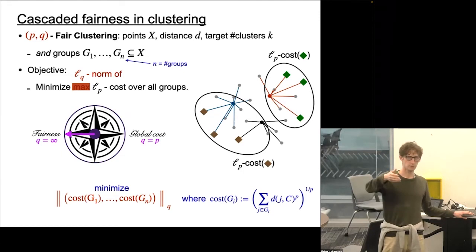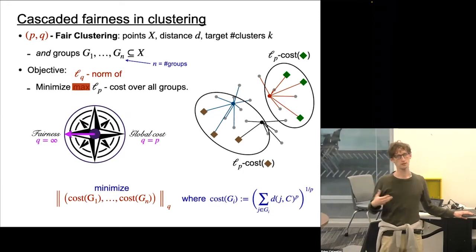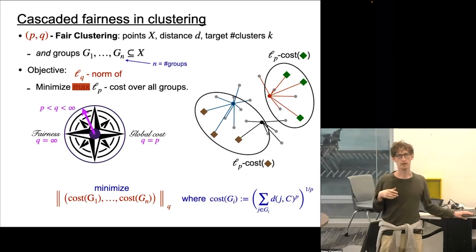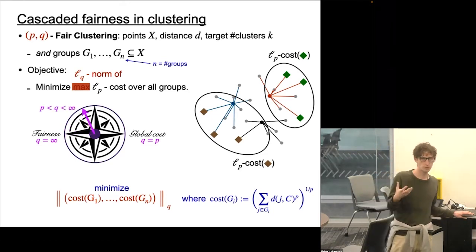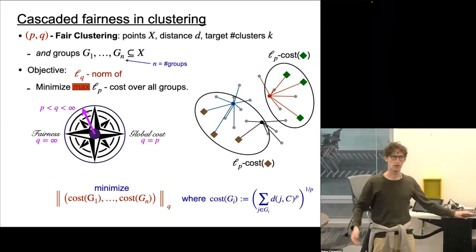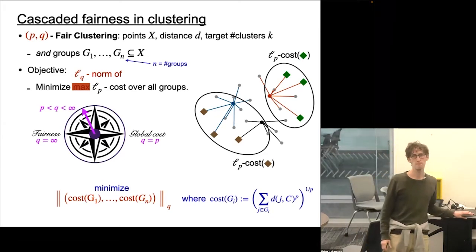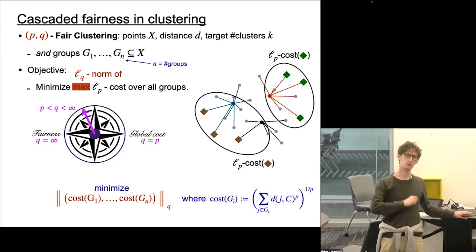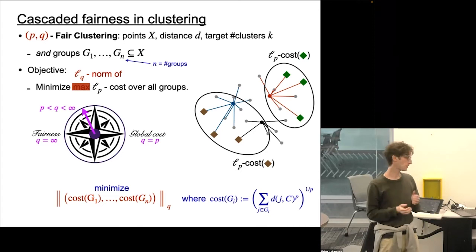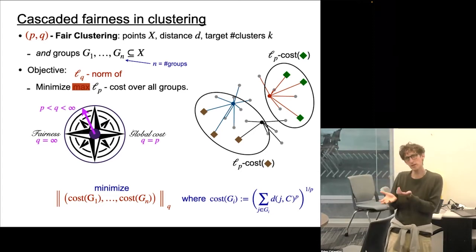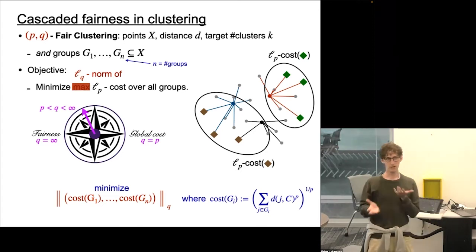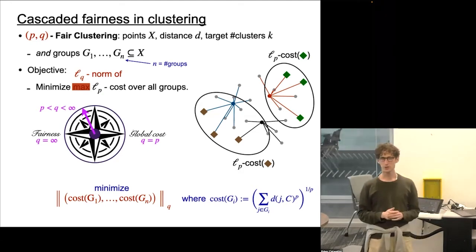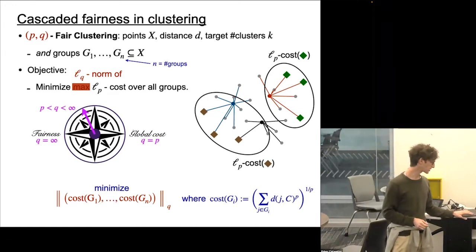So when Q is infinity, that's the L infinity norm, that's the P fair clustering that we talked about before. And when Q is equal to P, then that's just plain old global optimization. If you move the needle between these two extremes, then you can have something like a softmax in between that weighs fairness against global optimality, and you can decide how far you want to go between these two possible objectives.